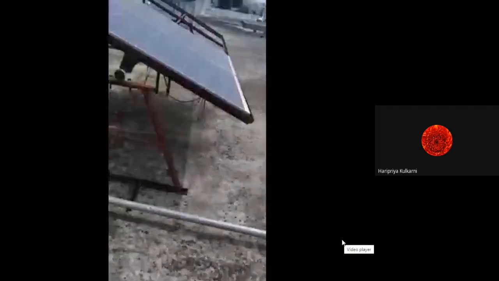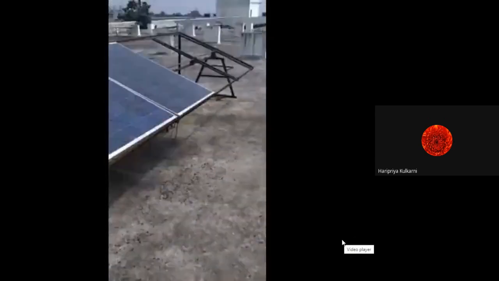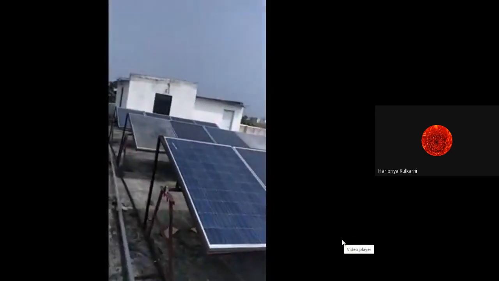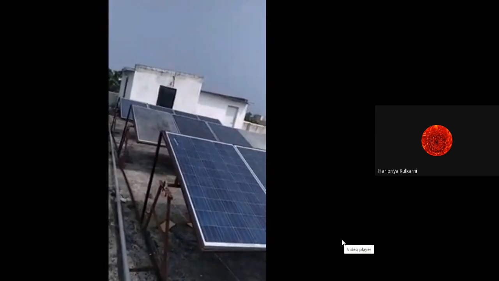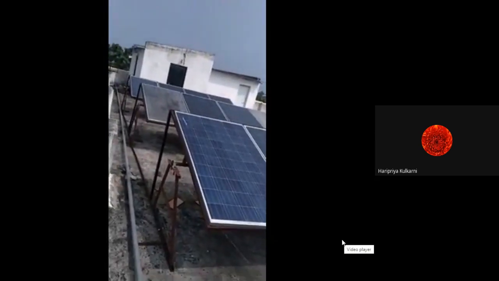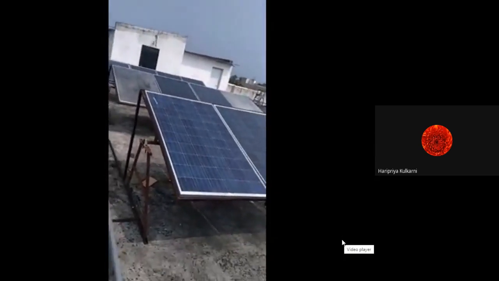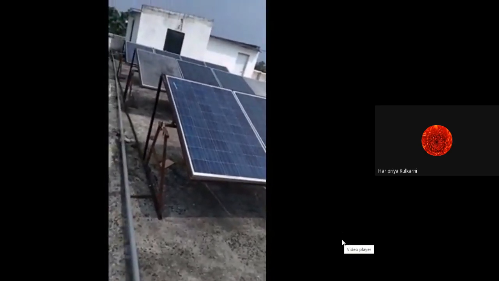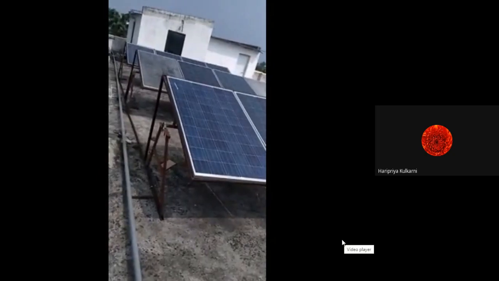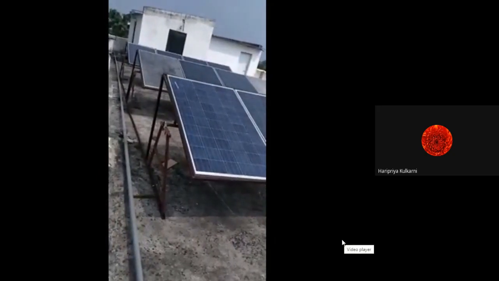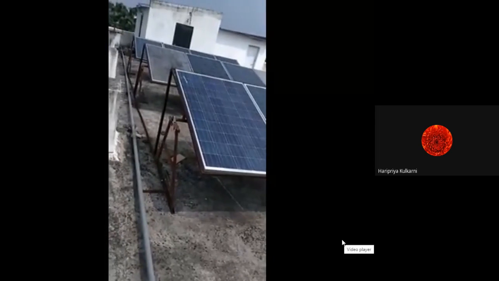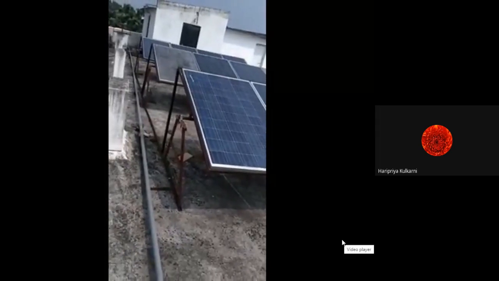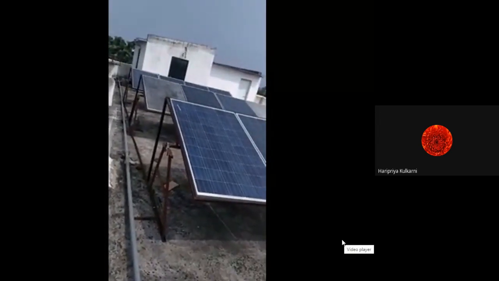Okay. So I'll show you from here. See, you can see here there are total 4 plus 4 plus 2, so 10 panels are there. Each panel rating is 0.25 kW. So 10 panels are there, so 2.5 kW is the total capacity and rating of this site.